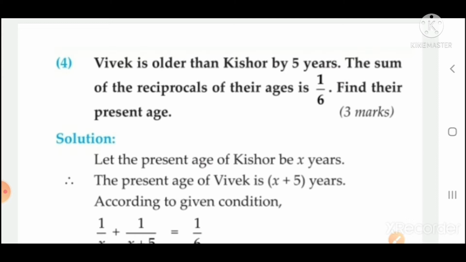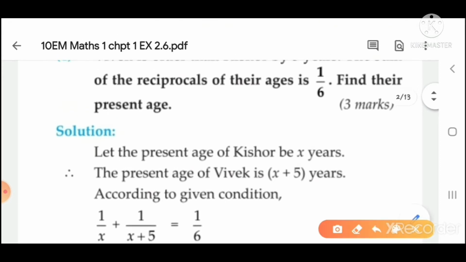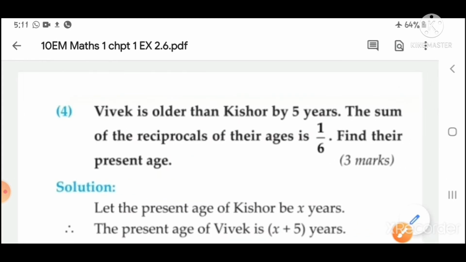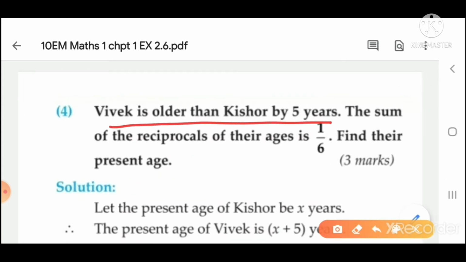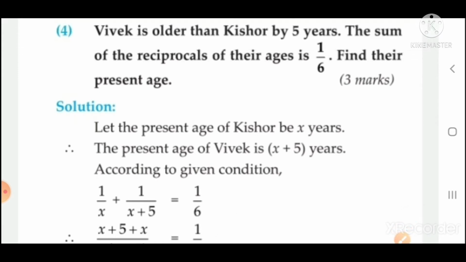You have to see here in this situation there are two characters. One is Kishore and one is Vivek. So let the present age of Kishore be x. You have to find both their ages. And the present age of Vivek will be x plus 5. Why? Because यहाँ पे लिखा है कि Vivek is older than Kishore by 5 years. Clearly it has been mentioned. So that means Vivek is bigger than Kishore by 5 years, so always I will add it. We don't know Kishore's age, that is considered to be x, and Vivek's age is equal to x plus 5. It's more than, means 5 साल बड़े हैं Vivek Kishore से.